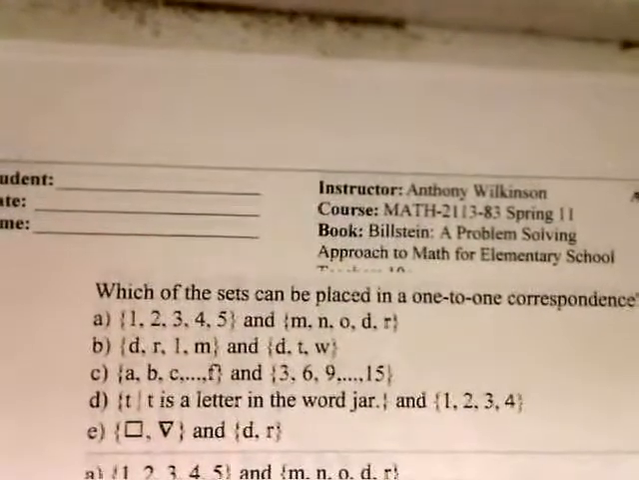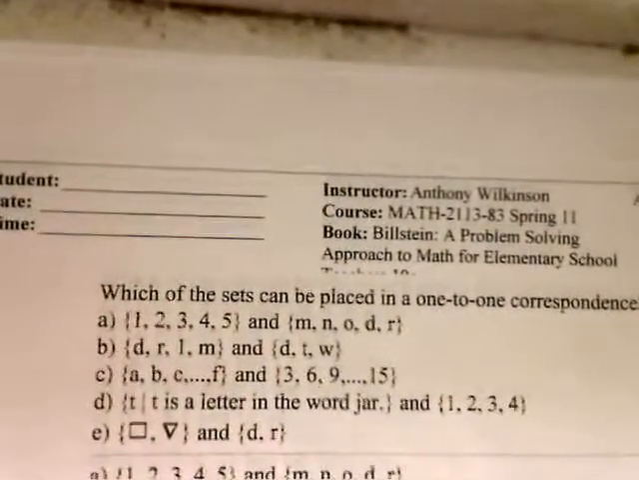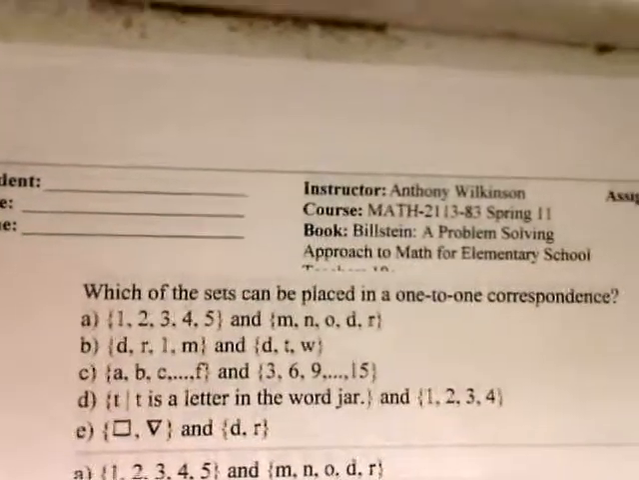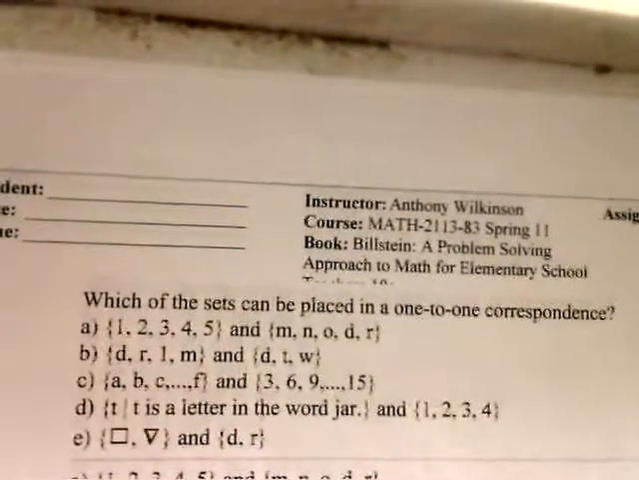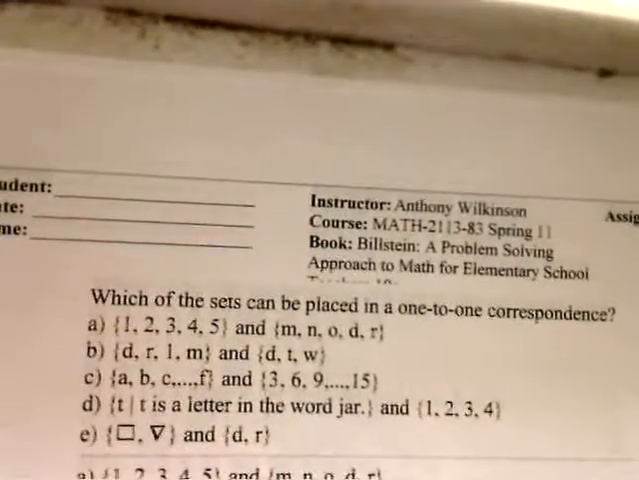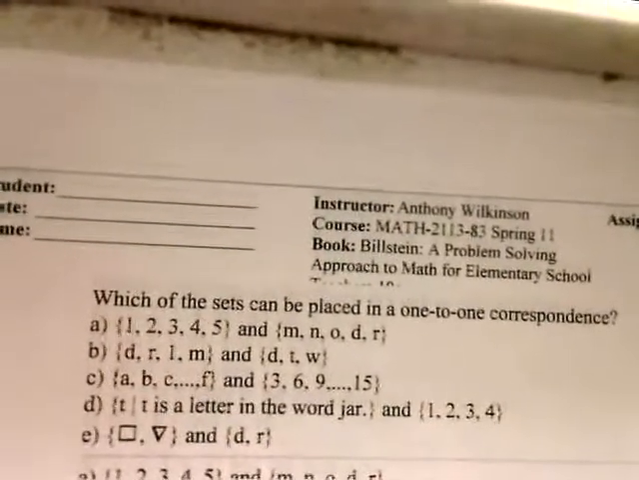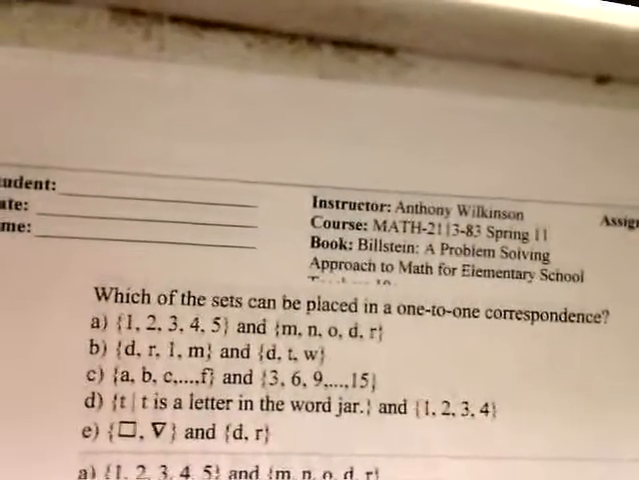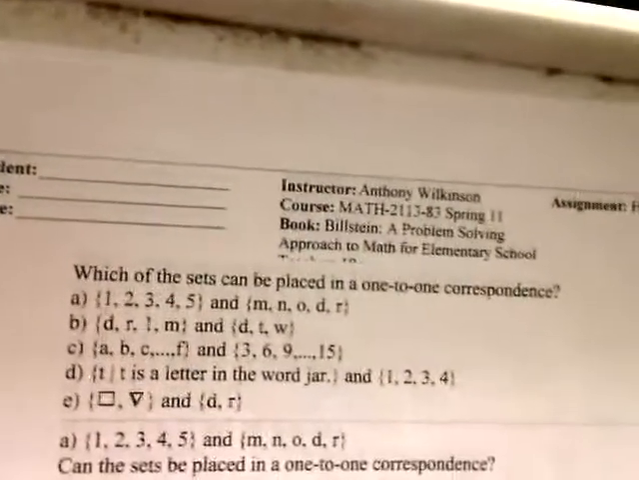Okay, we'll look at some of the homework problems in section 2.2, where you ask which of these sets can be placed in a one-to-one correspondence. Now keep in mind, in a one-to-one correspondence, that means each element of one set has to be paired with each element of a second set, with nothing left over in either one of those sets.